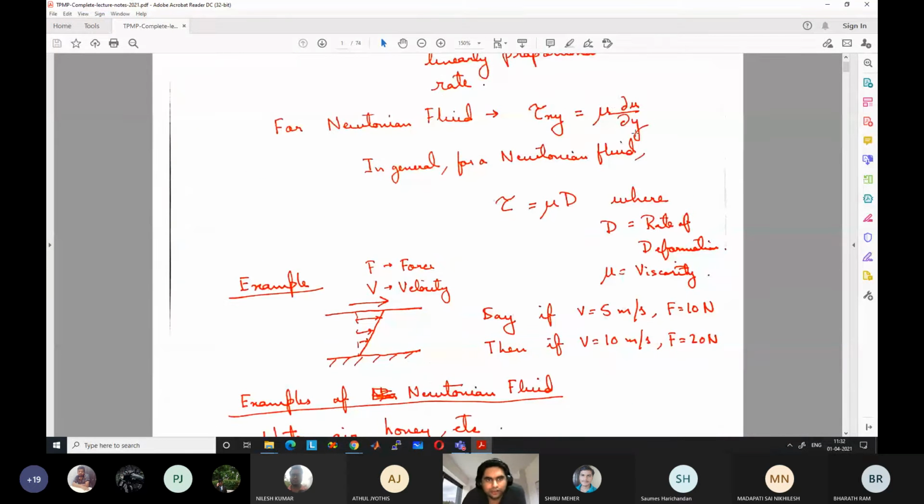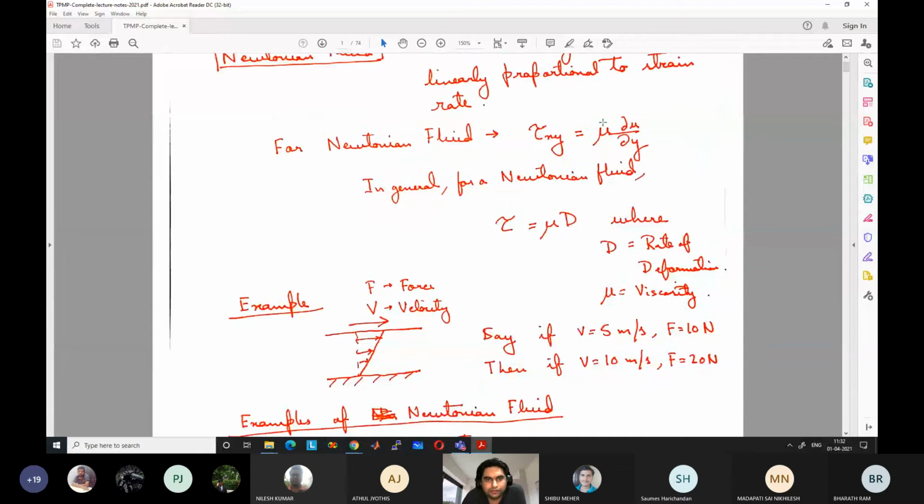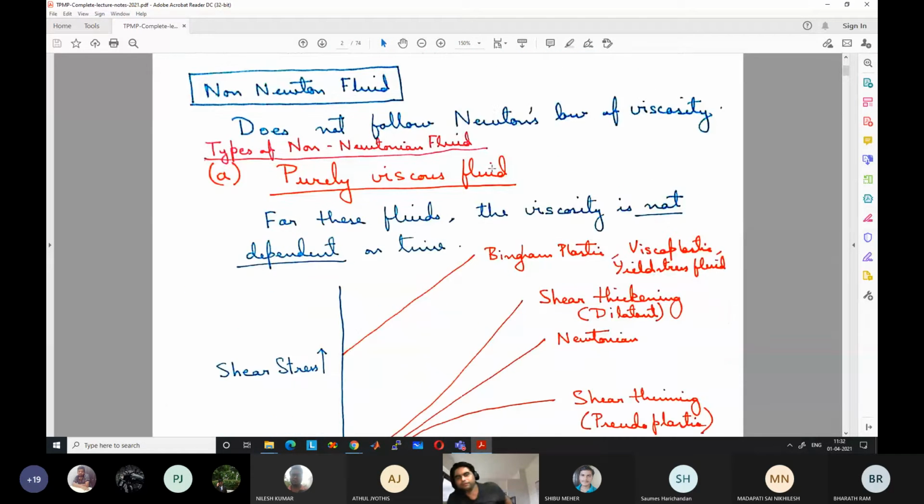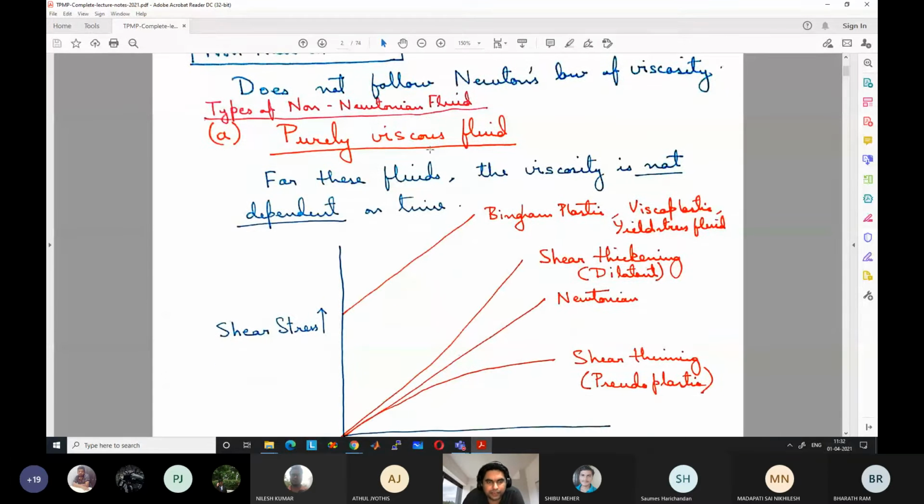Now let us look at a few different types of non-Newtonian fluid. First we will take a quick look at them, and then we will go into more depth into the different mathematical models. Non-Newtonian fluids can be categorized into two broad groups. One is purely viscous fluid, and the second is time dependent viscosity.